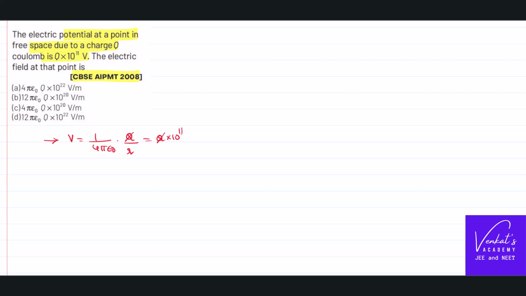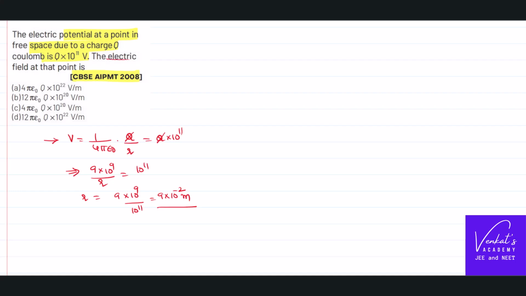So, q and q will cancel. 1 by 4 pi epsilon naught is 9 into 10 power 9, so 9 into 10 power 9 by r equals 10 power 11. So, r equals 9 into 10 power 9 by 10 power 11, that is 9 into 10 power minus 2 meter. That is the value of r that we have got. Once we get r, I can go to the further part of the problem.